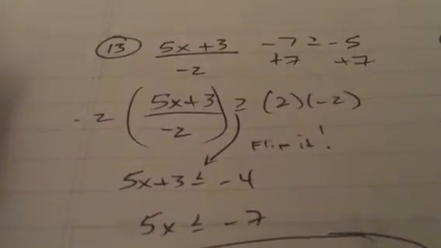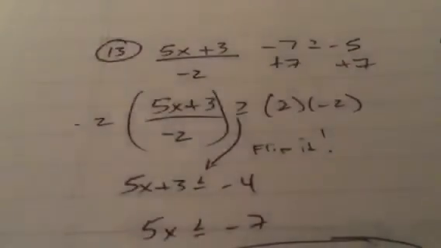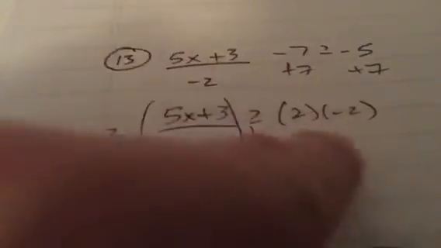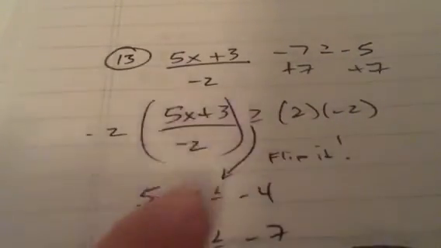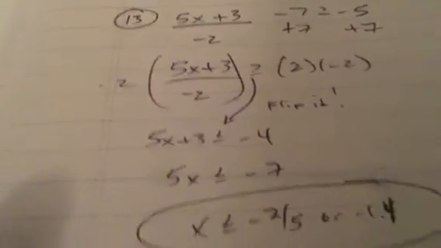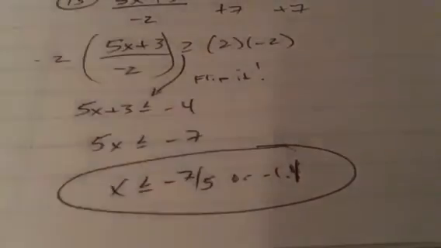Again, fractions are great. 13 is really familiar. Looks like 9. Make sure to add 7 to both sides, and you got the 2. You're going to multiply both sides by a negative, so the sign must flip. 2 times negative 2 is a negative 4, and again, you flip the sign. Subtract 3, and then divide by 5. So it can be negative 1.4 or negative 7/5.